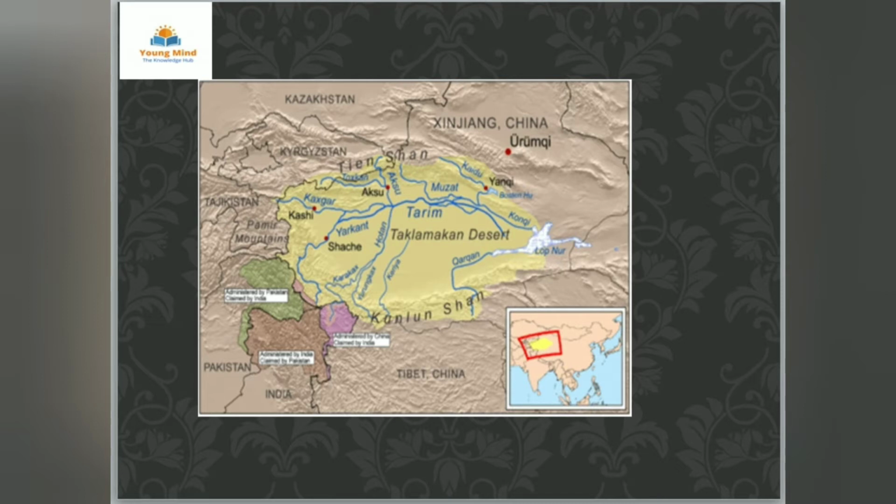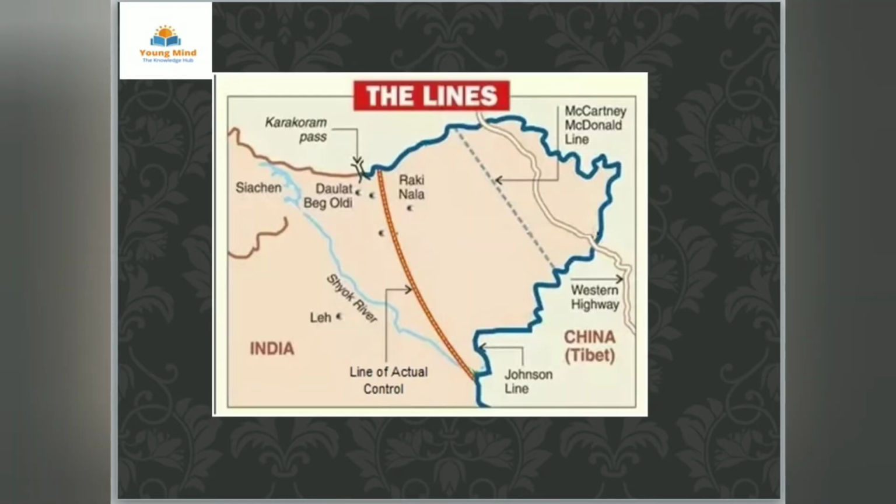Here you can remember two lines which represent the boundaries between these two countries. One is the Johnson Line, the second one is the MacDonald Line. Note that it's not the MacMohan Line, it's the MacDonald Line. The Johnson Line is the line followed by India, and the MacDonald Line is the line followed by China. Now we have to study history to understand these lines.